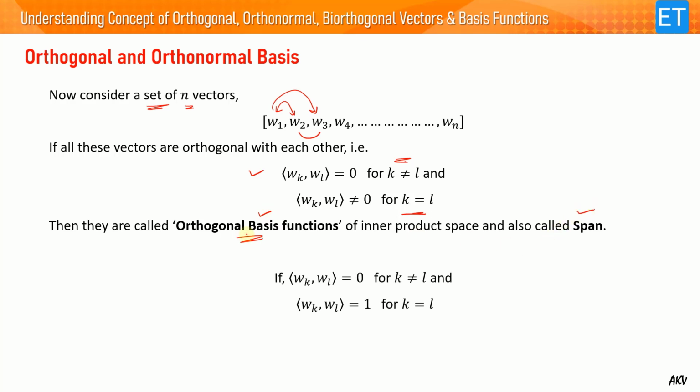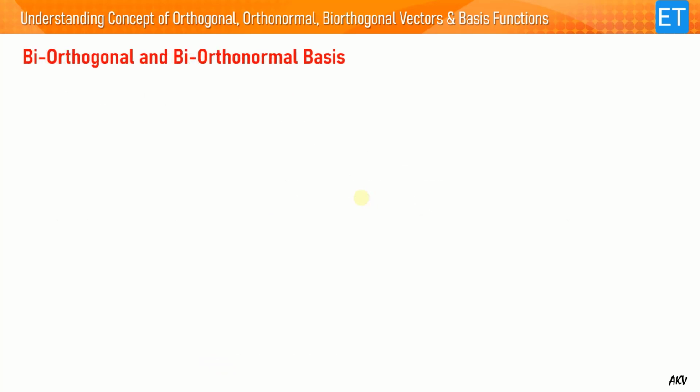So now assuming again that all these are orthogonal with each other, but if the self inner product is equal to 1, I mean for the same set, then these members are known as the orthonormal basis functions. So that is the difference. Now let's see what is the bi-orthogonality and bi-orthonormality.